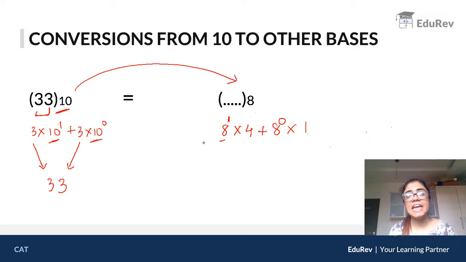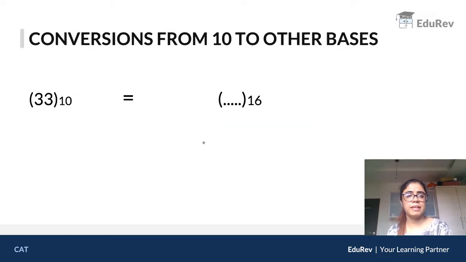So your 8 gives the place value. You discard the 8. Just pick 4 from here, 1 from here. So this gives you your octal number 41 to the base 8. ठीक है? So 33 to the base 10 is the same as 41 to the base 8. This is how you convert it. Let's look at a few more examples.